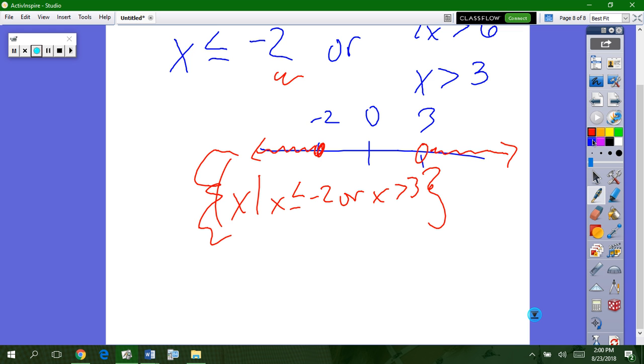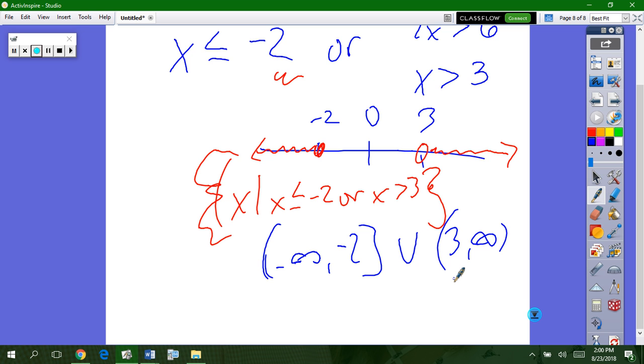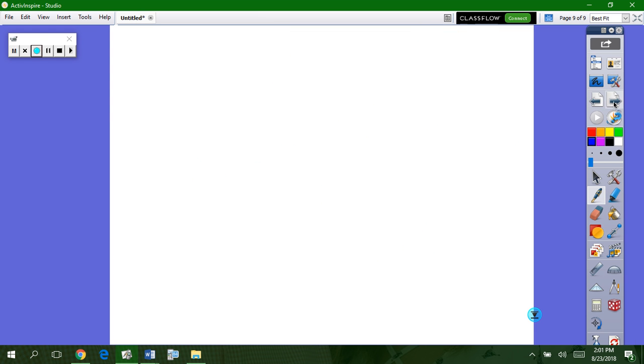Interval notation. Negative infinity to negative 2, bracket because of the equal to, right? Union, because there's two parts. 3 to infinity. Really nothing different so far. Right? Okay with that? Any questions on that? Another one.